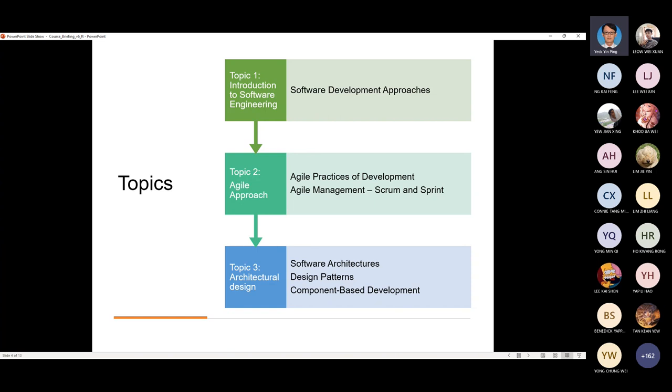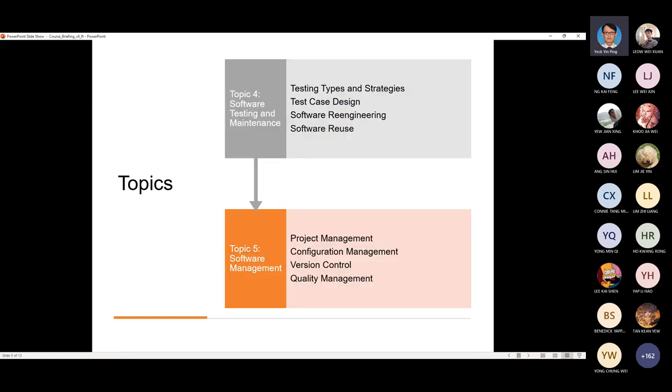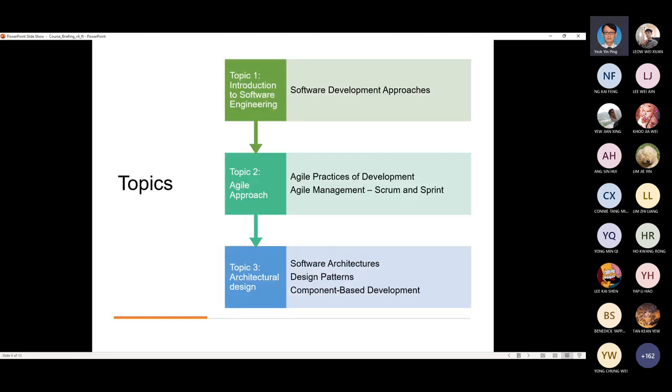Doing the same for topic 3, architecture design, we break it down into 3 lectures: software architecture, design pattern, and component-based development. Topic 4 is software testing and maintenance, broken down into 4 lectures: testing type and strategy, test case design, software re-engineering, and software reuse. The last topic is software management, broken down into 4 lectures: project management, configuration management, versioning control, and quality management.